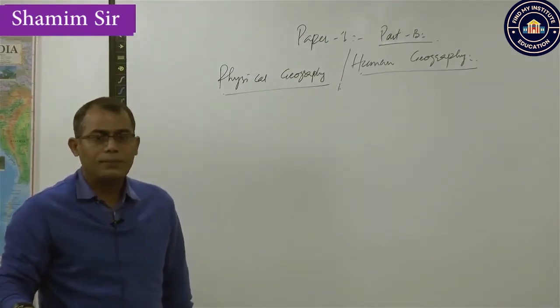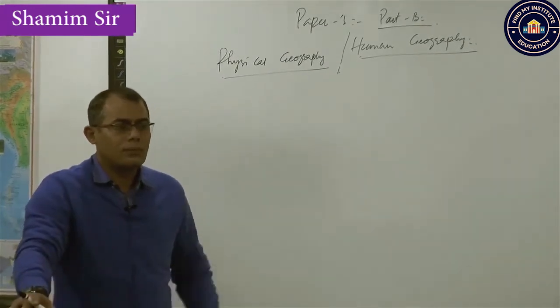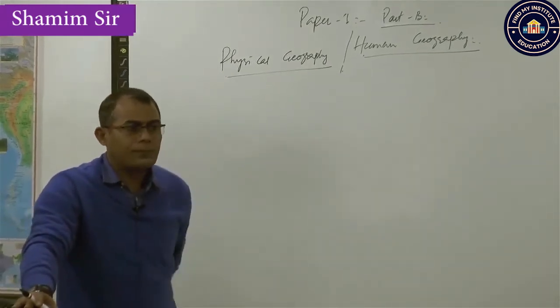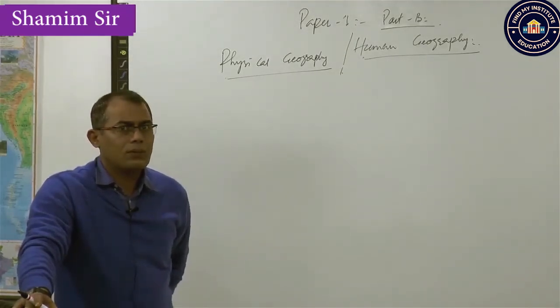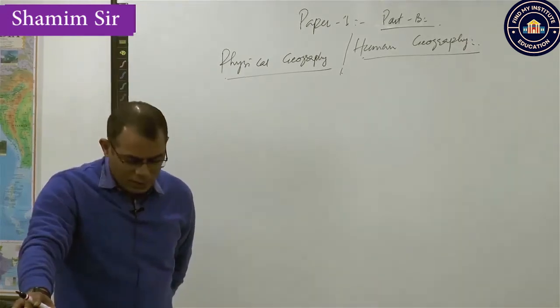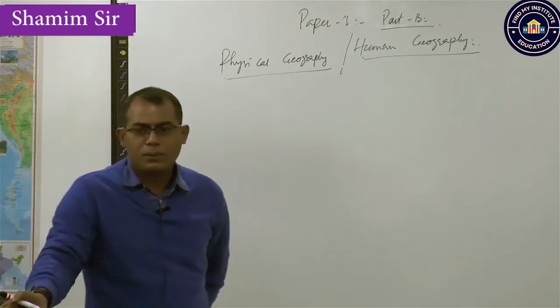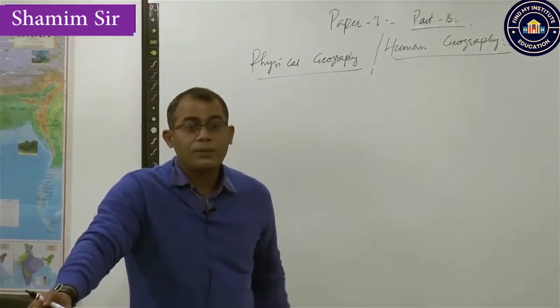Any idea? The application part, which is more connected to human beings, their eating habits, their living style, their habitation pattern, all that depends on physical geography can be attributed to human geography. So let's talk about the dietary habit. Is that a part of geography or a part of anthropology?